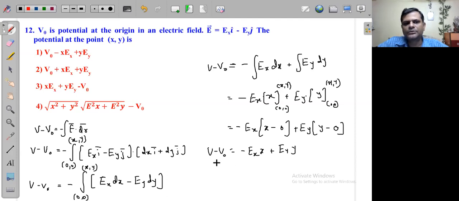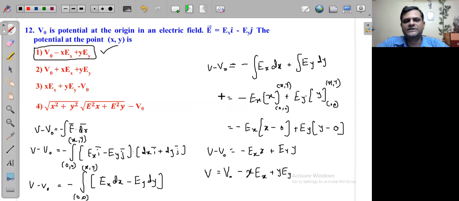But since we want to find out the potential at point x y, we can just transfer this V naught to that side, so that we can just get this V simply. So V is going to be V naught plus minus x into Ex plus y into Ey, which is already there in this option 1. It should be the correct option. Okay, V naught minus x Ex plus y Ey.